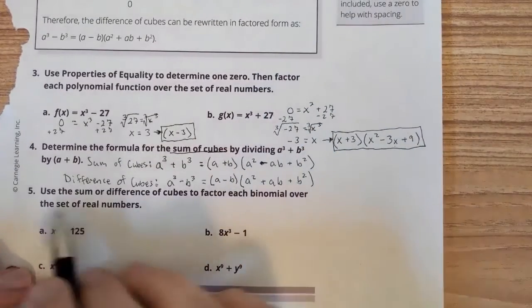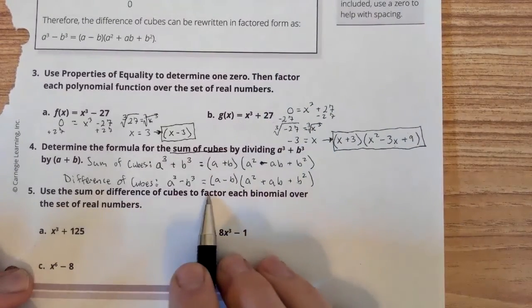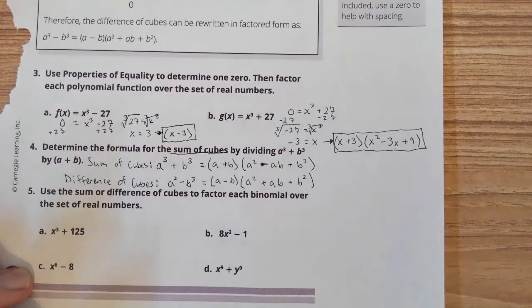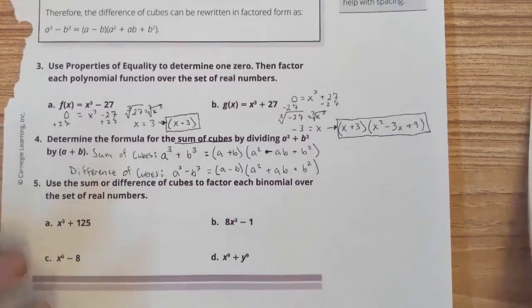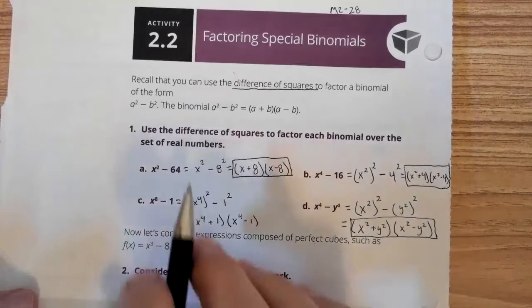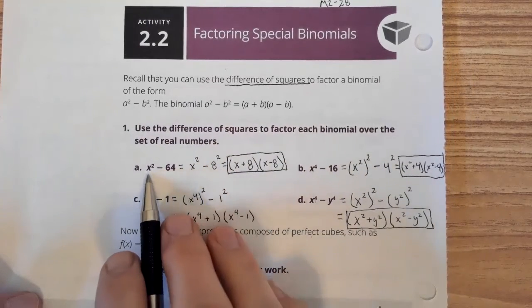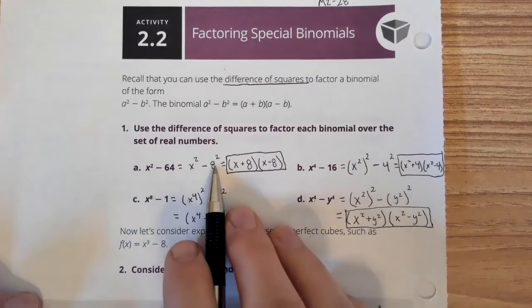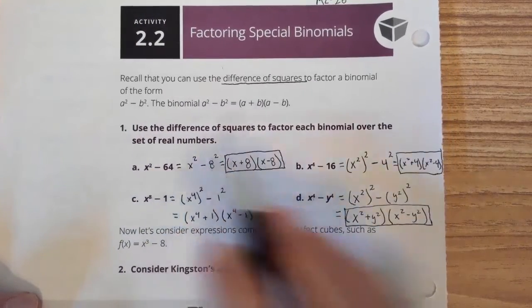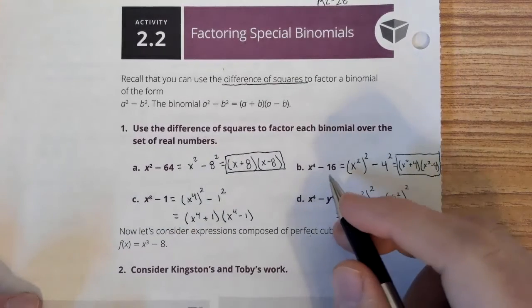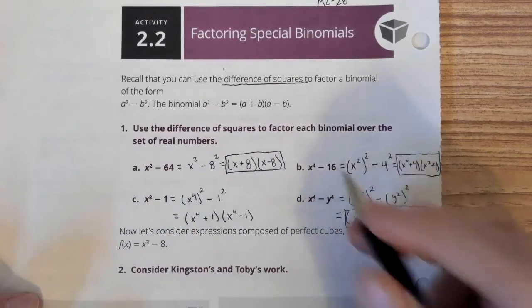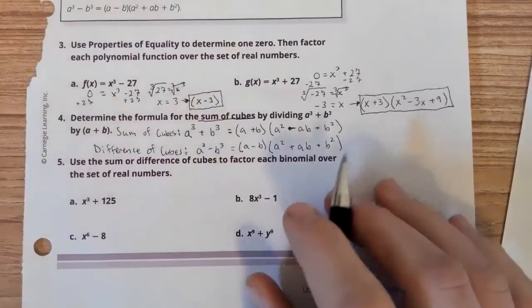Okay, so use the sum or difference of cubes to factor each binomial over the set of real numbers. So what we're going to be doing is much the same as what happened here. Remember, we rewrote these as perfect squares. But instead of perfect squares, we're going to do perfect cubes. So how we know that 4 squared is 16, let's apply that same logic to this problem, question number 5.